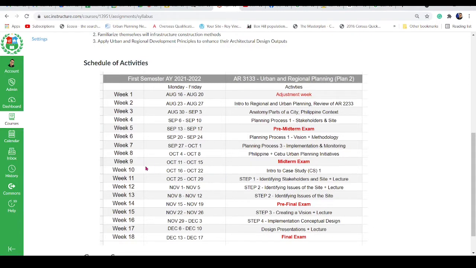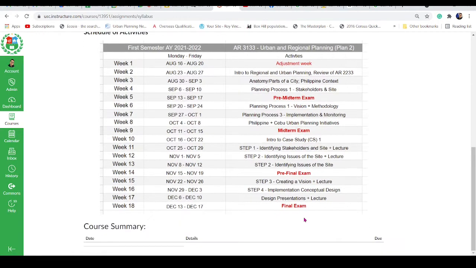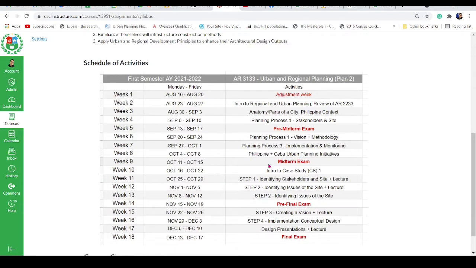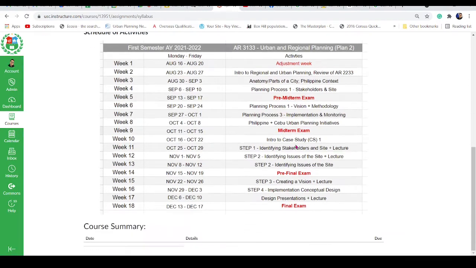The next big important date will be October 11 to October 15. That's the midterm exam. So if you're going to be absent, please let me know. Okay, a very big chunk of your grade. And the same for pre-final and final exam. If you notice, the first half we'll be talking about concepts, which is basically what we did the whole last sem for AR2233, and then hopefully we can get through these fast enough so we can actually apply them in some kind of case study.